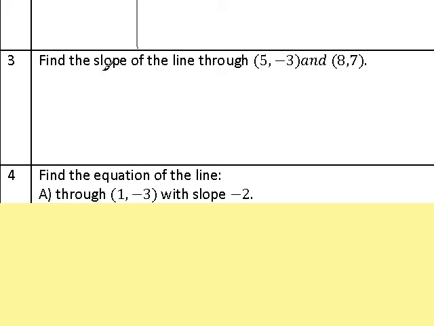In number 3, we want to find the slope of the line through these 2 points. So let's write down our formula for slope. So we subtract the y's on top, and the x's on the bottom. All right, let's line up our points. I'll do it over here. 8, 7, 5, -3. So I like to do that so we match up the y's and the x's in columns. All right, so subtracting the y's, we'll subtract 7, subtract -3.